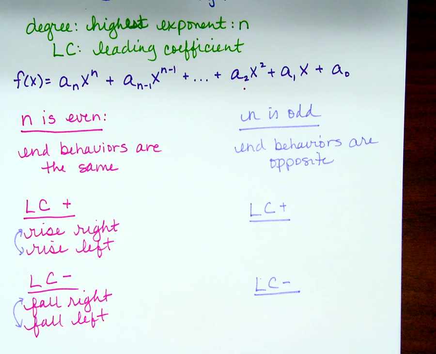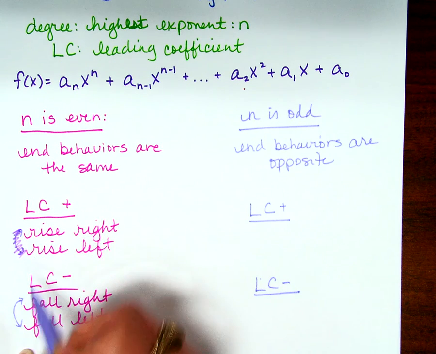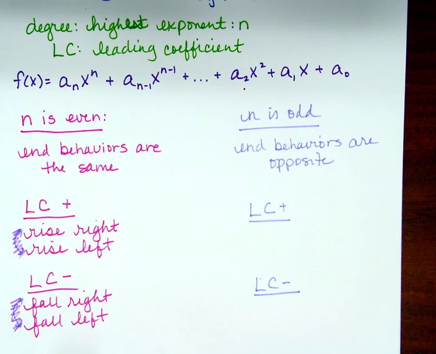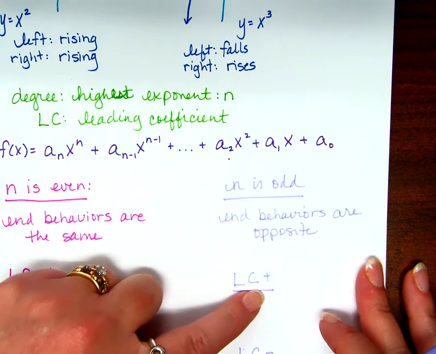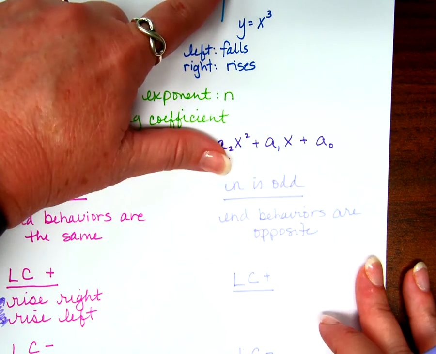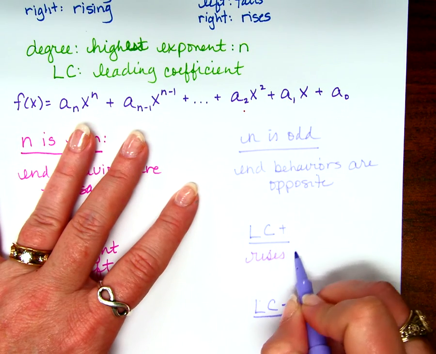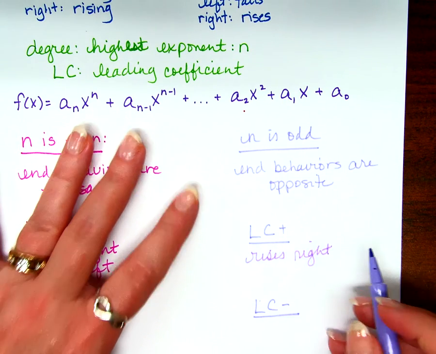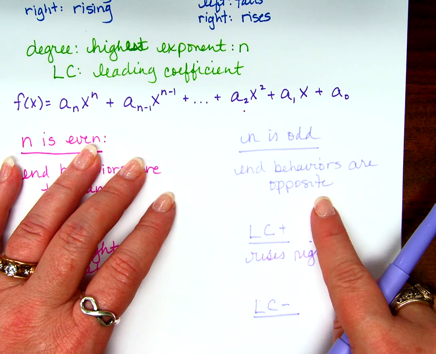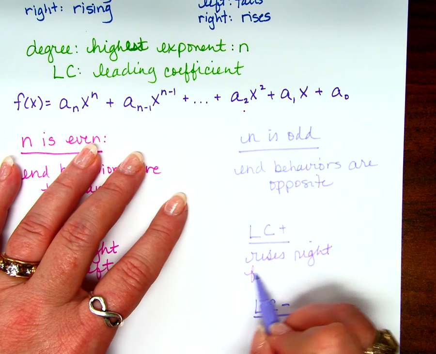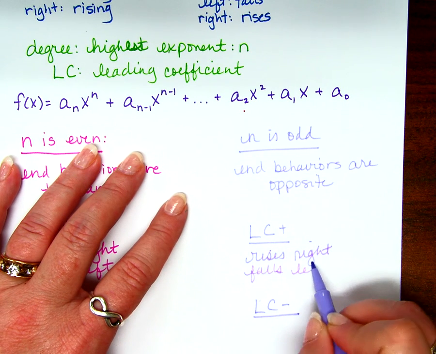Is that what I want to say? No, it's not what I want to say at all. Our leading coefficient tells us our right behavior. Oh my gosh, I was actually right in the beginning. Sorry. So if I'm looking right here and I know my leading coefficient is positive, what's happening to the right? It rises. So what's happening to the left behavior if we know they are opposite? Falls, left.